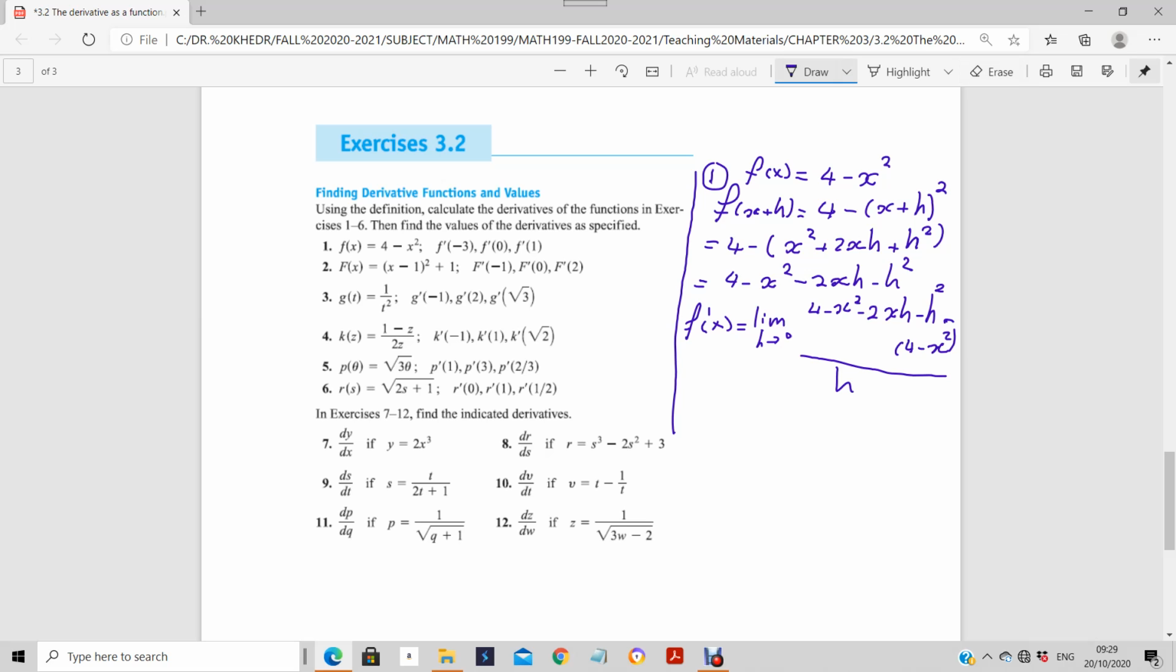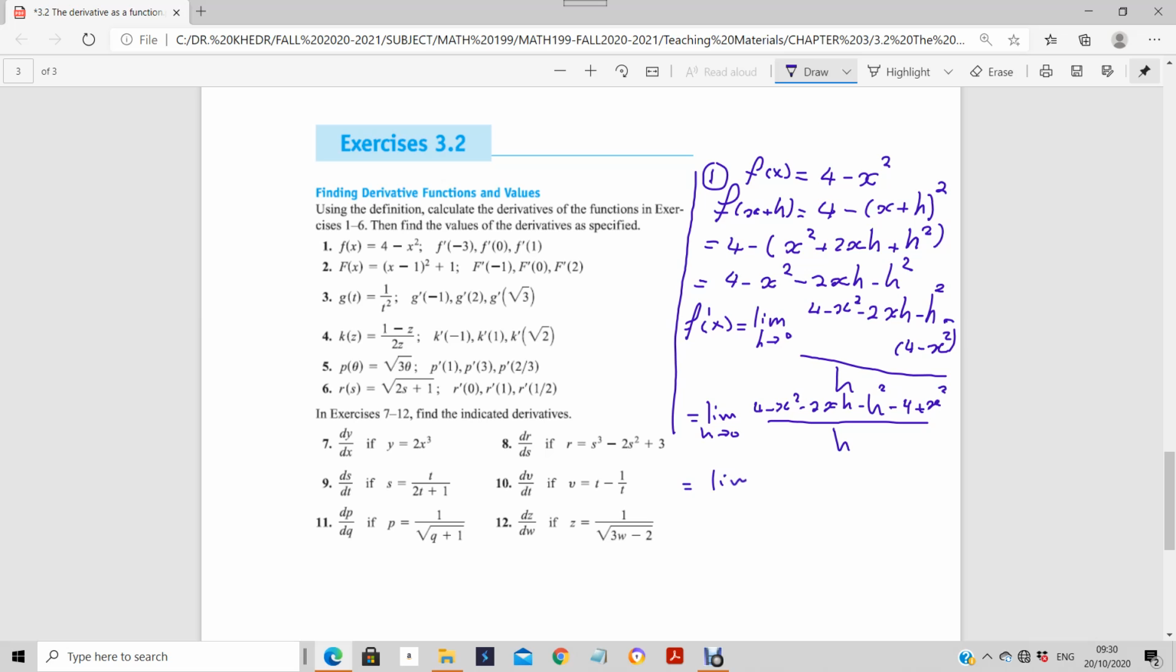So here we'll simplify this. So we have the limit as h goes to 0. So we have h in the denominator. And if you expand this bracket, if you multiply by the negative sign, then you will have 4 minus x squared minus 2xh minus h squared. And this is the negative sign multiplied by the bracket. We will get minus 4 plus x squared. See here, minus 4 and 4 will be cancelled. X squared and minus x squared will be cancelled.